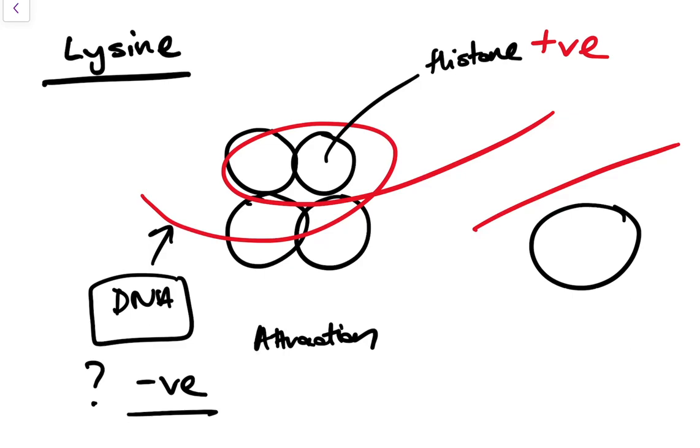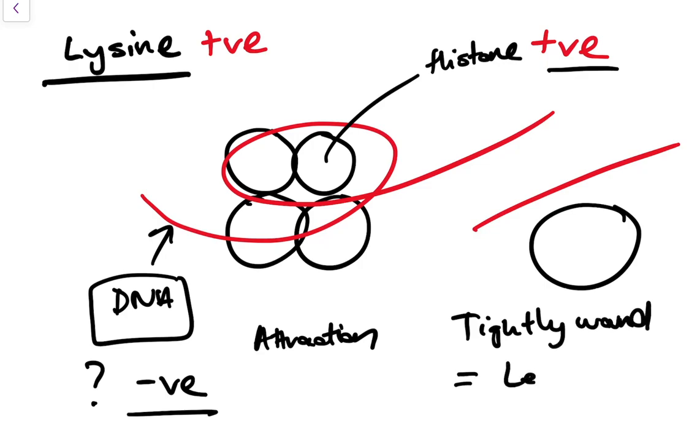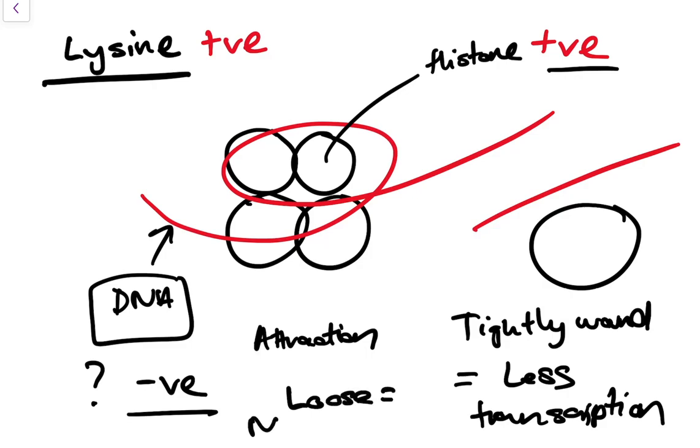And lysine has a positive charge. And that will cause the DNA to kind of tightly wind around it. Now, if the DNA is very tightly wound, this leads to less transcription because the polymerase is less able to access that sequence. If it's loosely associated, that would tend to lead to more of the transcription happening.